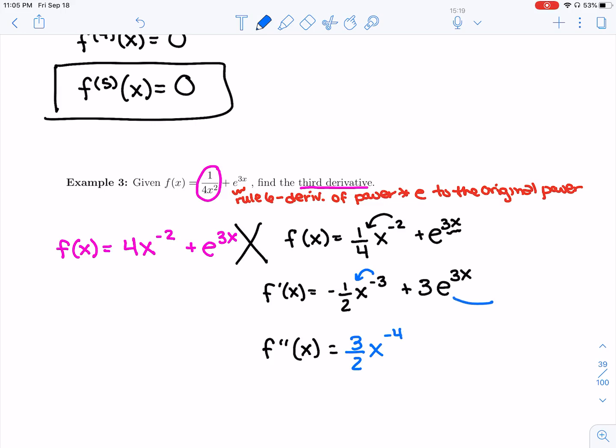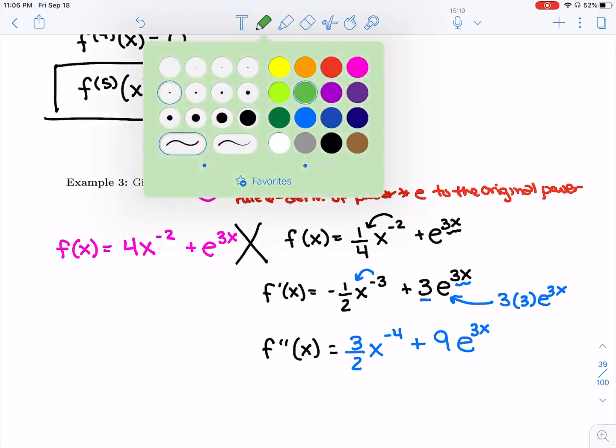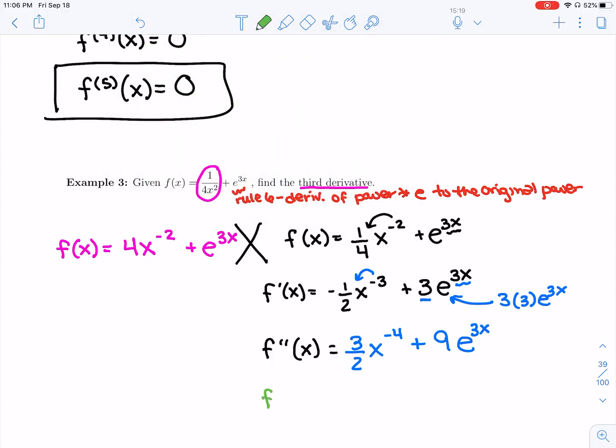And this one, I might do some side work. I'm going to hold on to the constant multiple 3 and do the derivative of the power times e to the original power. So derivative of 3x is 3, and then e to the original power. So it really becomes 3 times 3 is 9, e to the 3x. I kept the 3 because it was a constant multiple to the derivative of the power 3x, which is 3, and then I had e to the 3x at the end. Derivative of the power times e to the original power, and I also had a constant multiple to keep, which is why I did it as side work. Here is my third and final derivative.